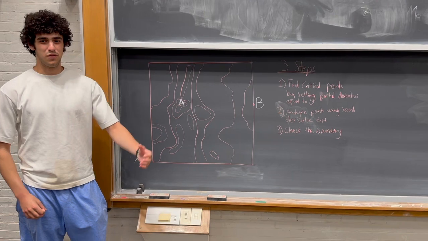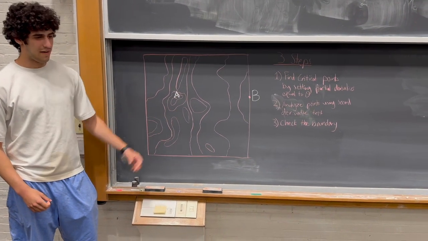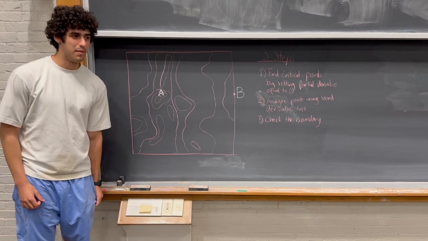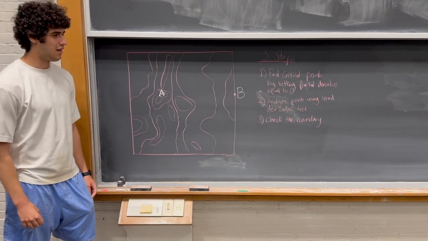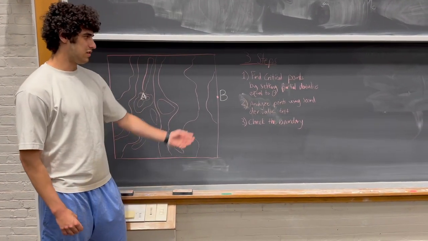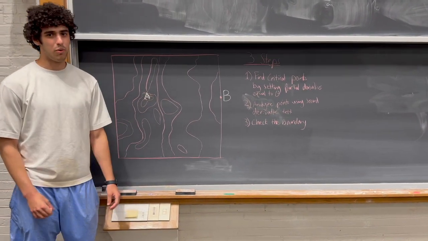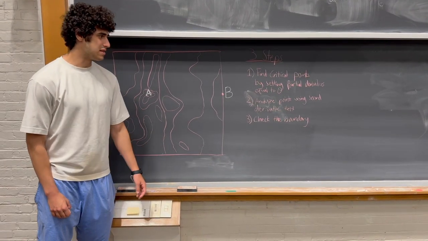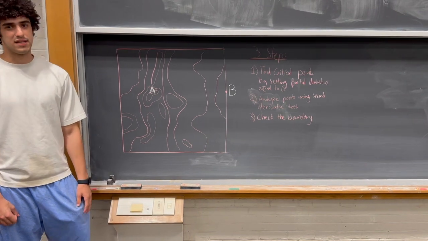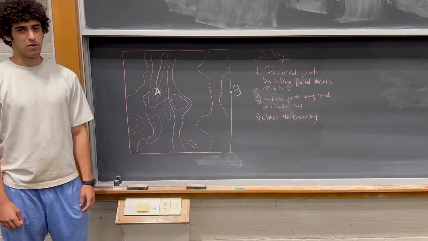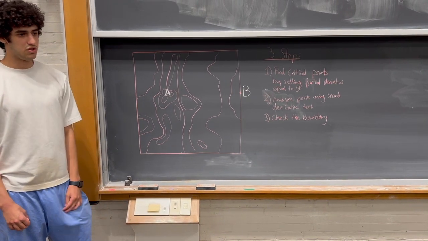A few use cases for optimization are topographical maps, profit maximization, and volume maximization of a box. We have 3 steps for optimization. The first being finding the critical points by setting the partial derivatives equal to 0. Second step is to analyze points using the second derivative test. And the third and final step is to check the boundaries of the shape.